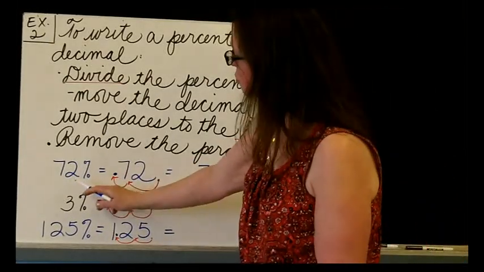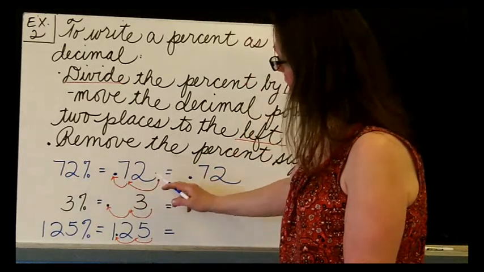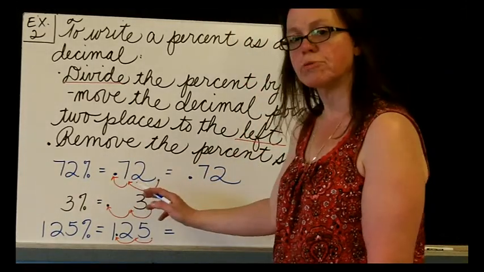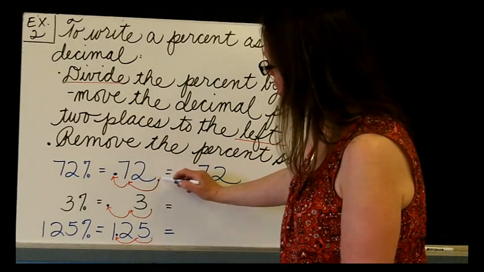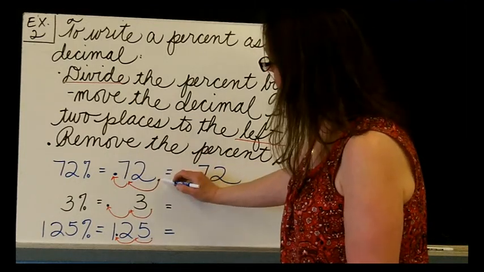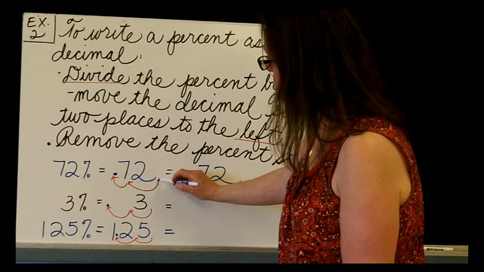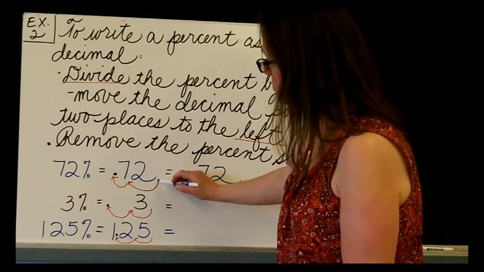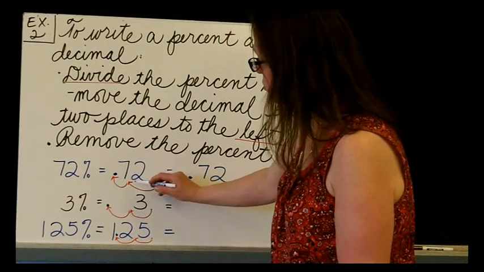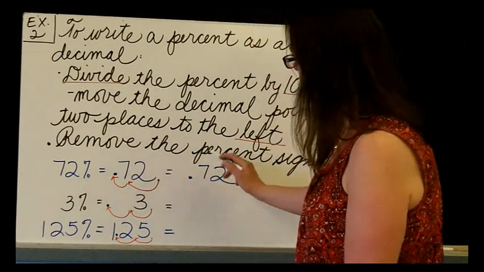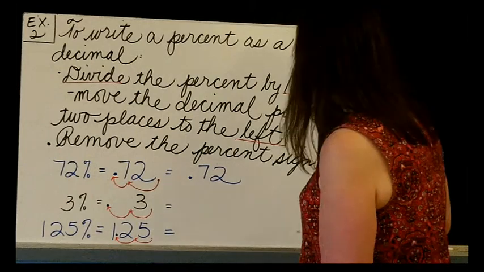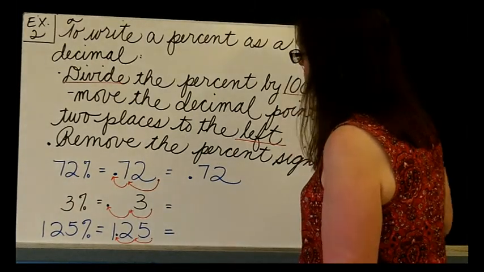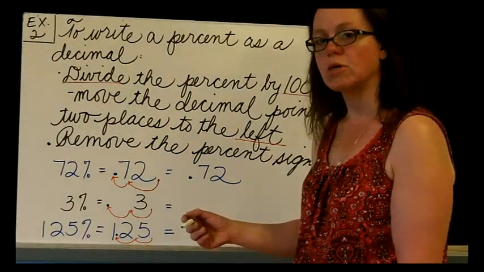We have 72%. And I went ahead and I rewrote the number without the percent sign already. Now when you see the number 72, you know, even though it's not there, that the decimal is here after the 72. So again, to divide by 100 means moving the decimal point twice to the left, and we end up with 0.72.